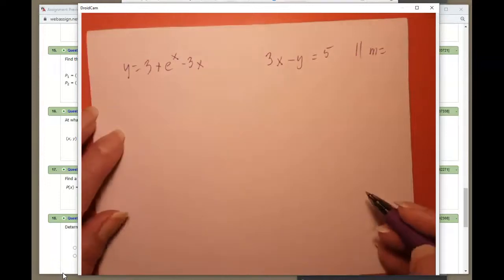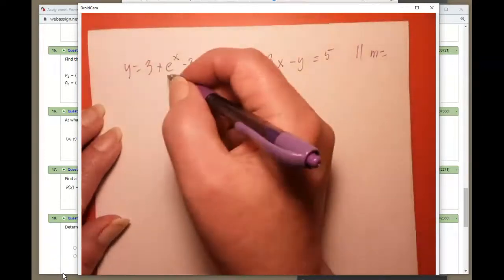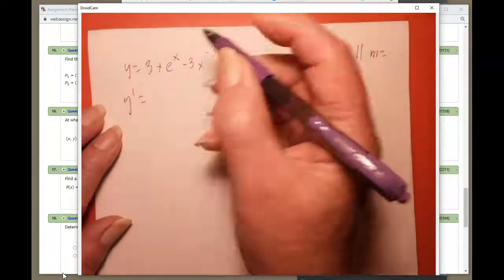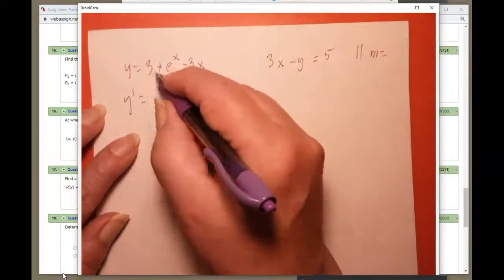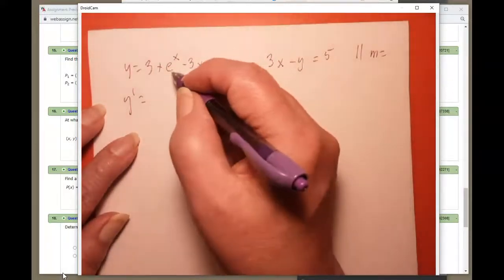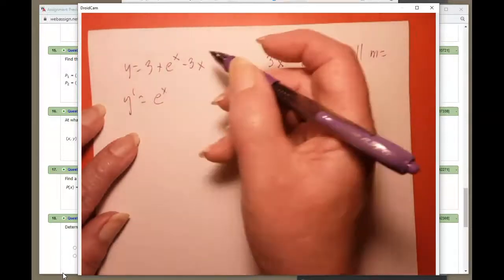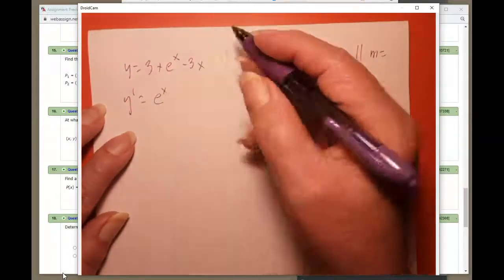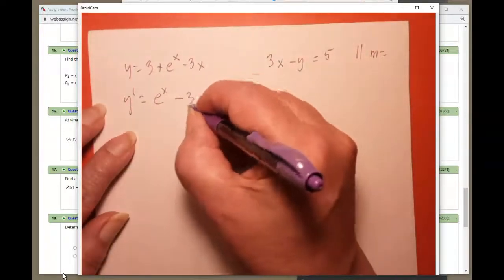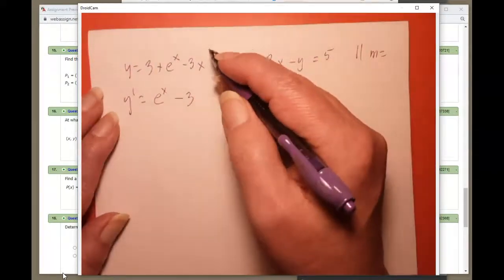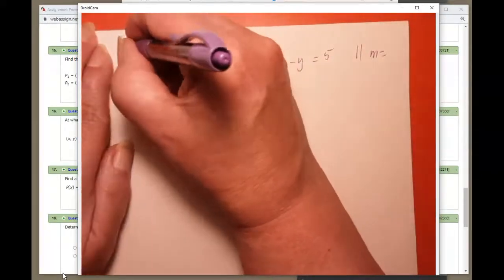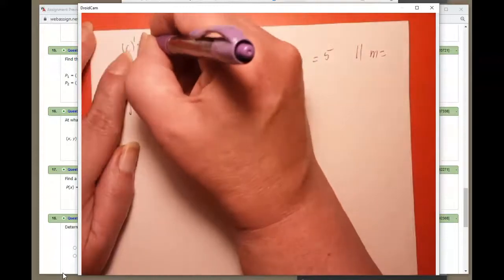If I have y is equal to 3 plus e to the x minus 3x, to get the slope out of this one, I take the derivative. y prime is equal to, the derivative of 3 is, that's a constant, so that's 0. The derivative of e to the x is e to the x. And then the derivative of negative 3x is minus 3. That's our formula. So we use these formulas. The derivative of a constant is equal to 0.